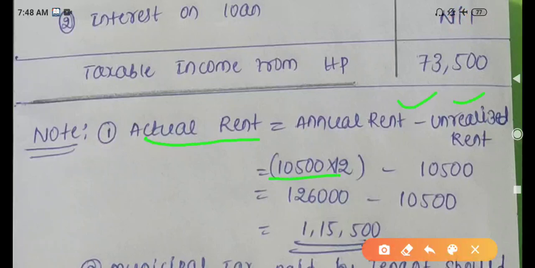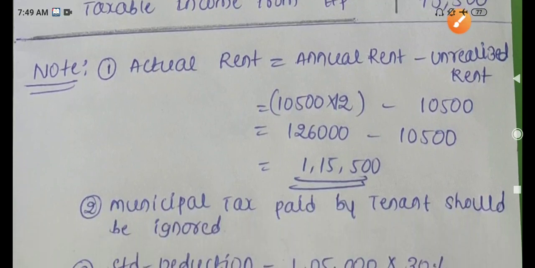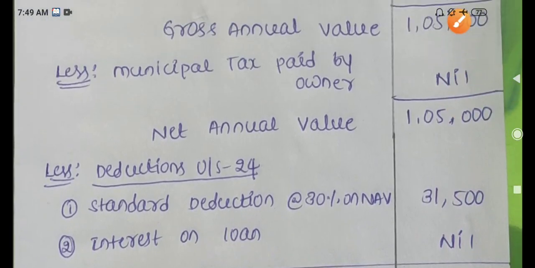1,26,000 rupees is 1 year rent, annual rent, 10,500 into 12. And unrealized rent in the question they have given 10,500. So if you deduct 10,500 from 1,26,000, you'll get 1,15,500 as actual rent. So this is mentioned in the answer.